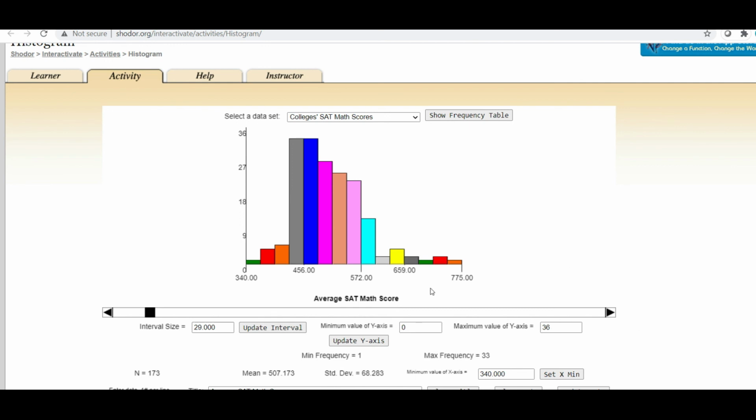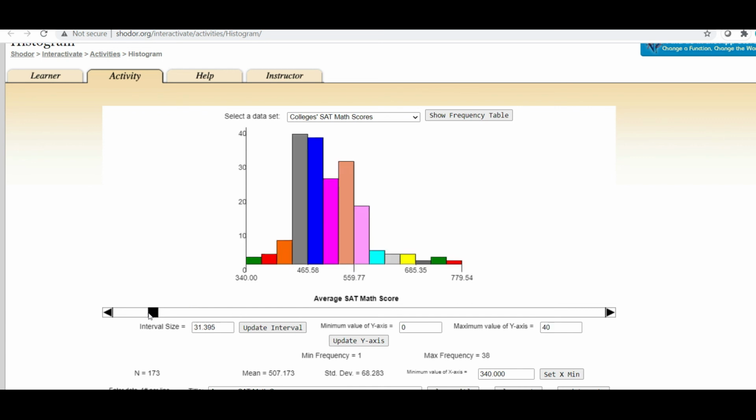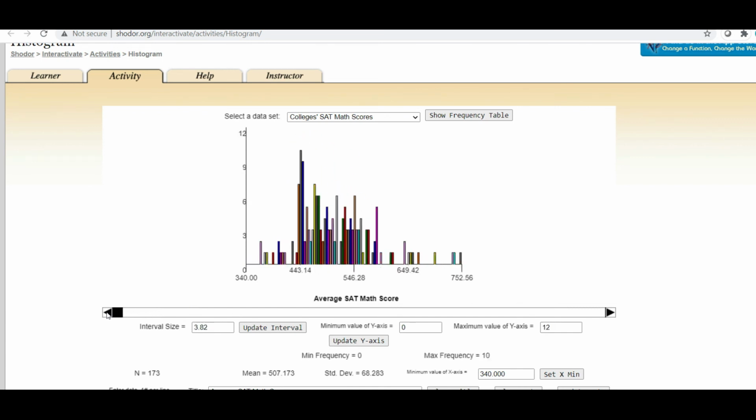So in this demo, you can see that we have a histogram with 14 bars, and then we can adjust the interval size here to see what happens. If we take that interval size and make it much, much smaller, then you can see that your histogram gets a little bit too cluttered for you to even be able to read very easily. So if we have too many bars, it's just too difficult to read.